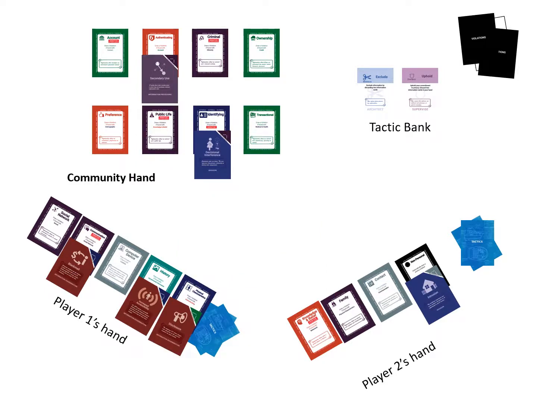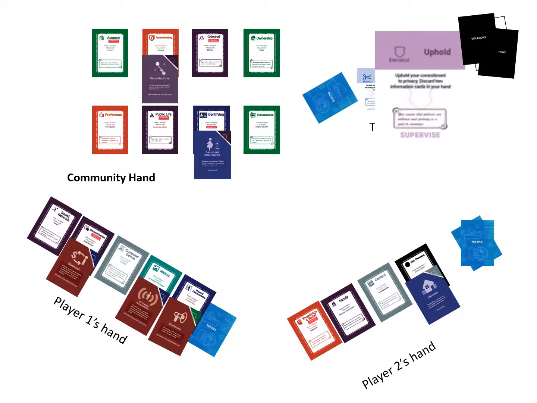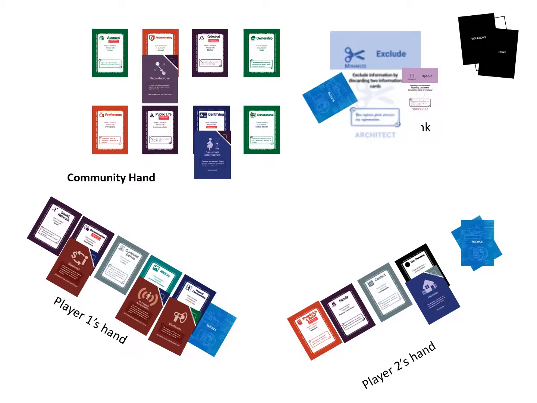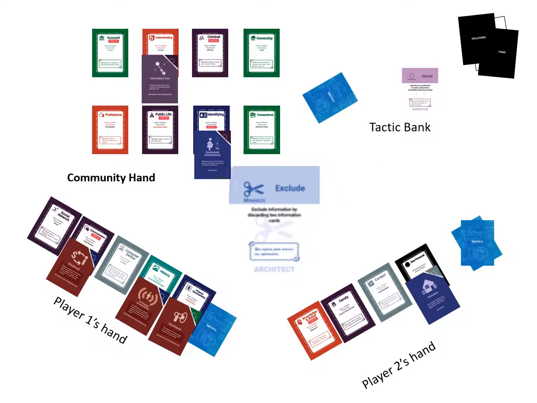It's now player 2's turn again. Player 2 is going to exchange one of their tactics with one in the tactic banks. So they could choose uphold your commitment to privacy, discard 2 information cards in their hand, or they could choose exclude information by discarding 2 information cards. Now you notice the uphold is restricted to the player's hand, whereas exclude includes any information card in the player's hand or the community hand.